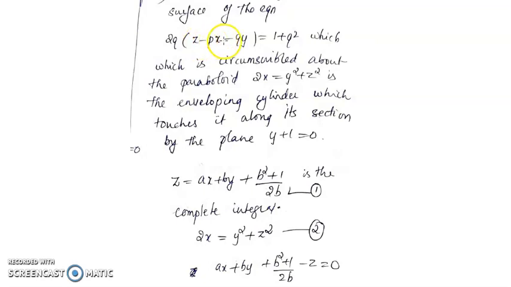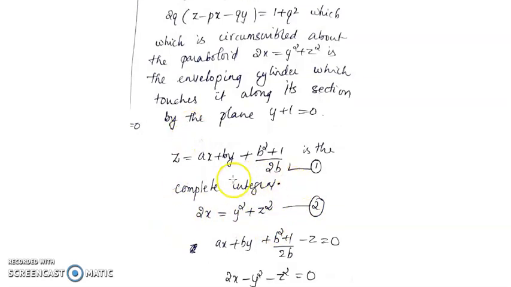You can see that z equal to px plus qy plus (1 plus q square) by 2q. So replace p by a and q by b. That will give the complete integral. So the complete integral is z equal to ax plus by plus (b square plus 1) by 2b. And this is our curve psi of x, y, z.